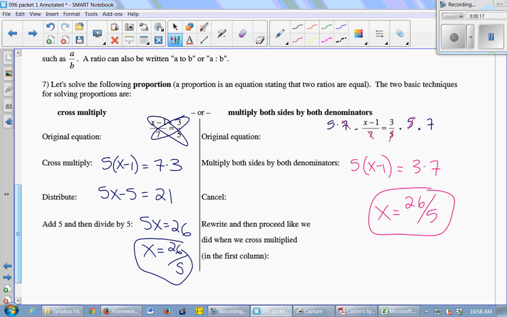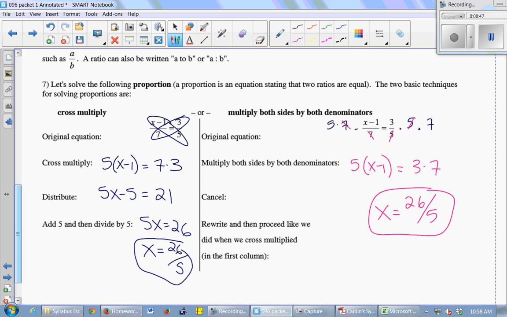Okay, so you can use whichever method you prefer. I don't care. When you're trying to solve a proportion, you can cross multiply or multiply both sides by both denominators. Questions? Yeah. What do you think is the easier method for harder types of algebra? So absolutely, that's a personal preference.